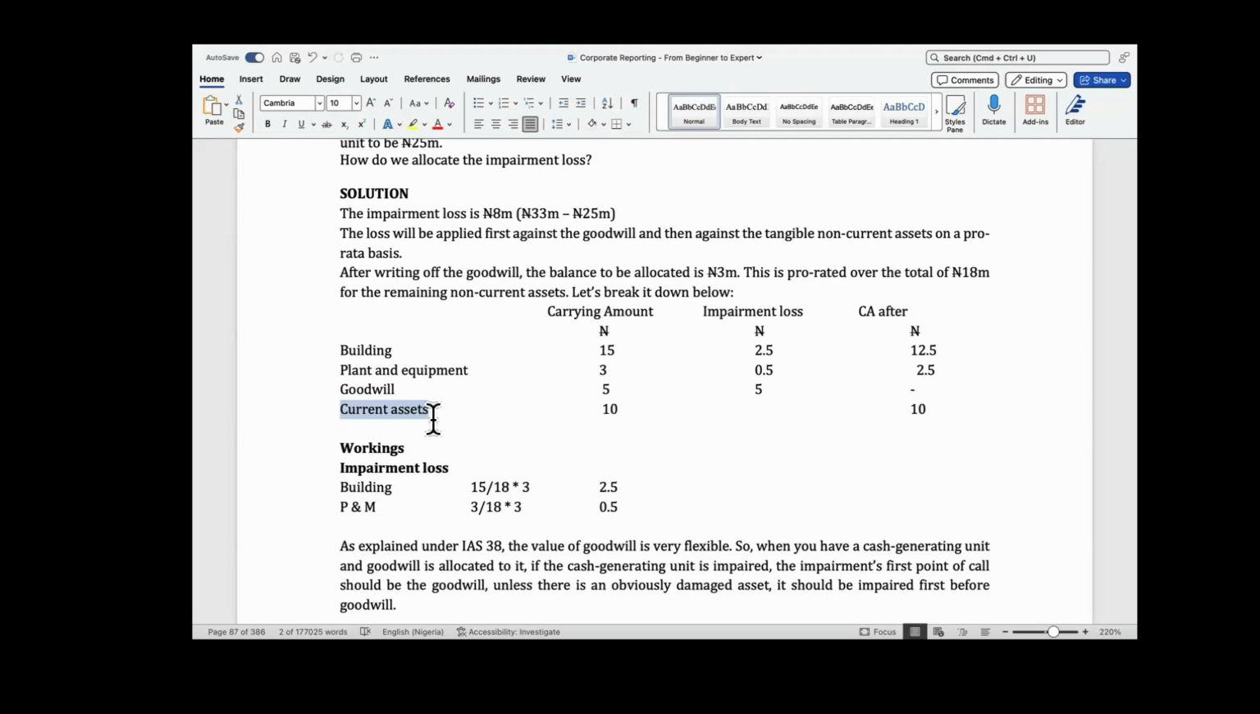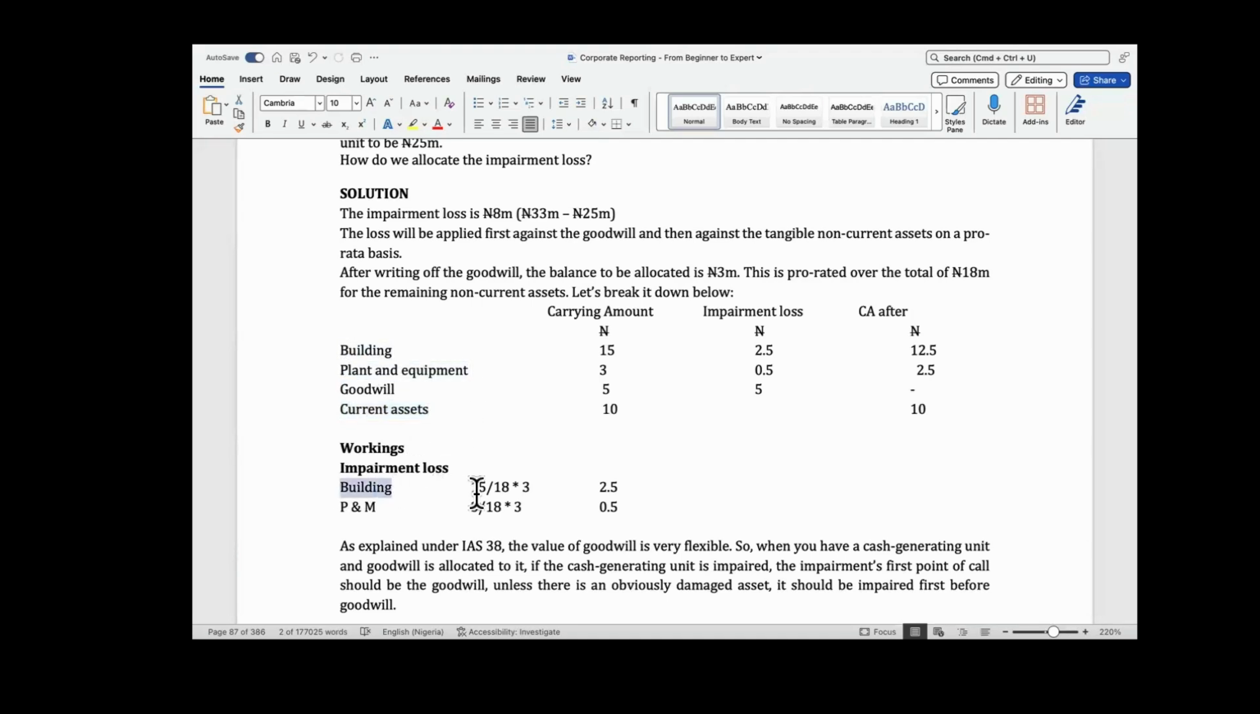But if the examiner is silent, like in this question now, they didn't say anything about the current assets. They just said it's part of the CGU. Then don't impair it. We believe it has no impact here in IAS 36. And that is why we did not impair these current assets. So that remaining 3 million, we will share between building and plant and equipment.